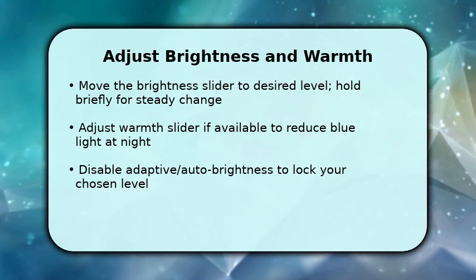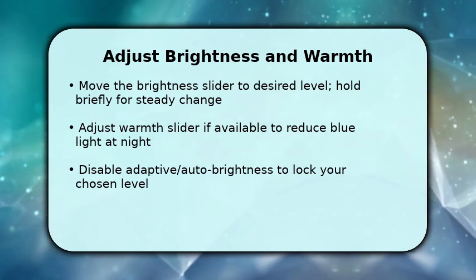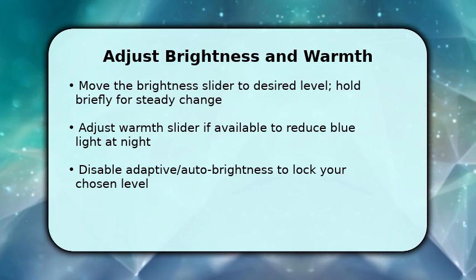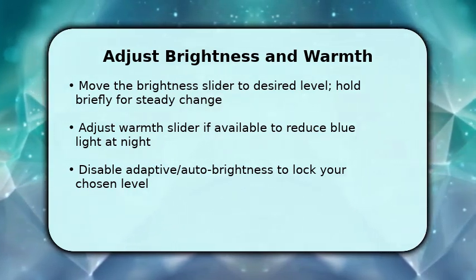Once you see the right combination, turn off adaptive or auto brightness so the Kindle stays at that exact level. This prevents the device from dimming based on ambient sensors. These middle steps lock in your preference for consistent reading comfort.